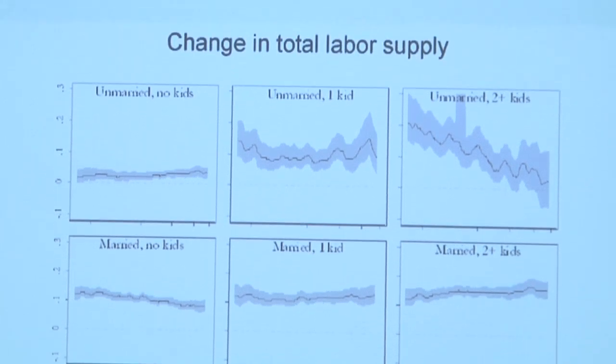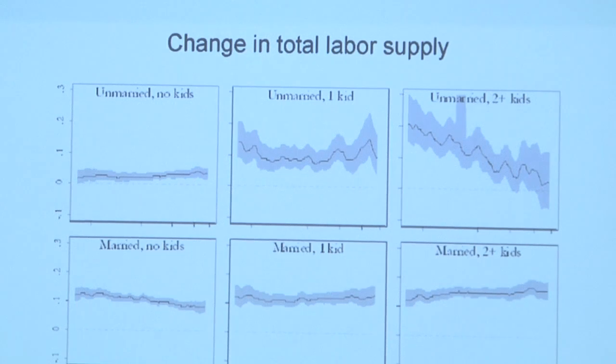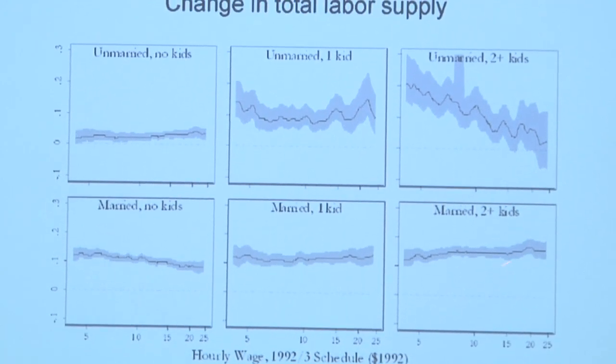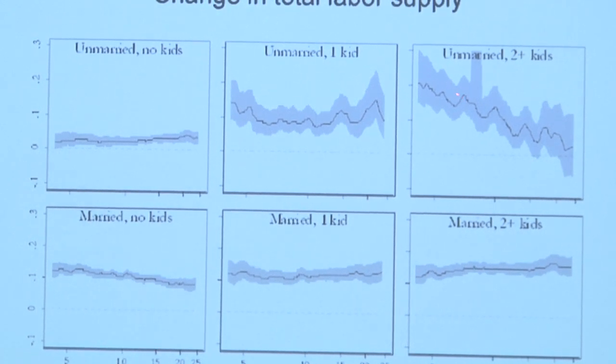Okay, so this is the first graph, does not involve any DFL reweighting. It's totally straightforward. This is just the change in total labor supply. Think of this as percentage change in total hours of work, all right? What's the main thing you see in this graph? This one up here is really sharply upward sloping.